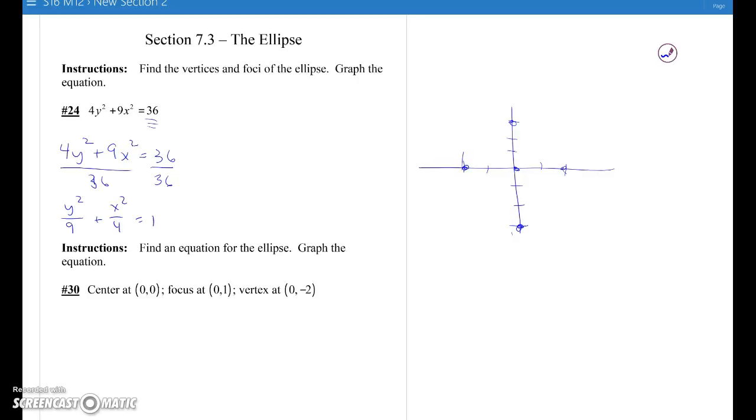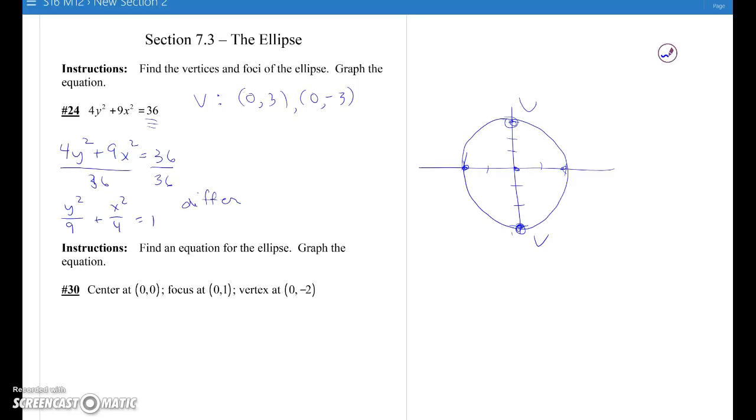So I can see this one is larger in the vertical direction. Not a lot larger, but a little bit larger. So this point is a vertex and this point is a vertex. The points on the x-axis are not vertices. They're just points that help us draw the ellipse. So the vertices are going to be 0, 3 and 0, negative 3. And now we need to find the foci.